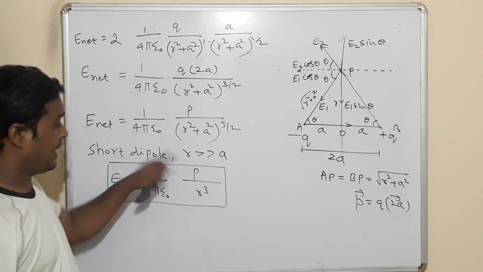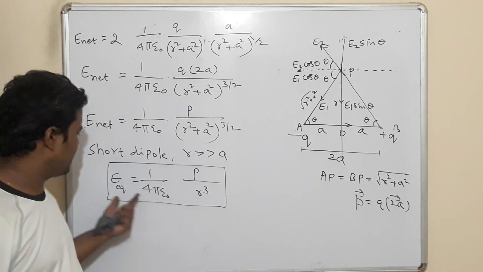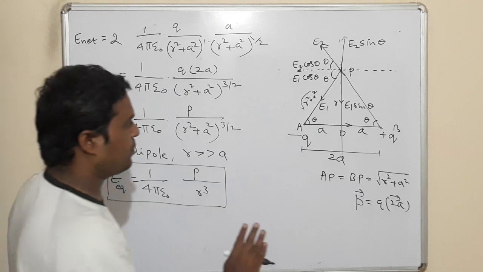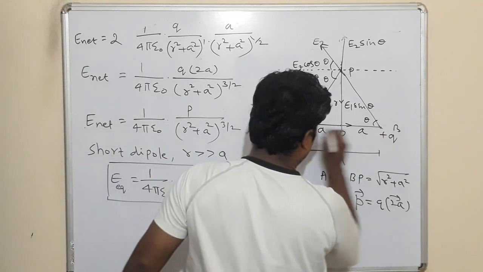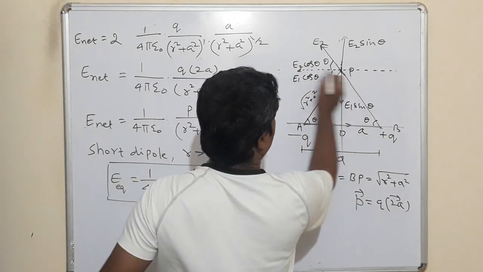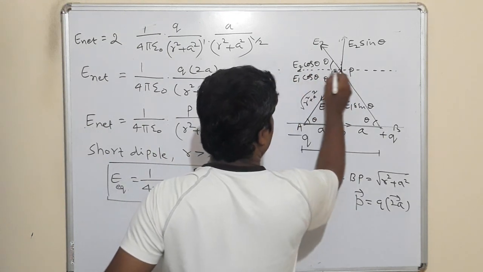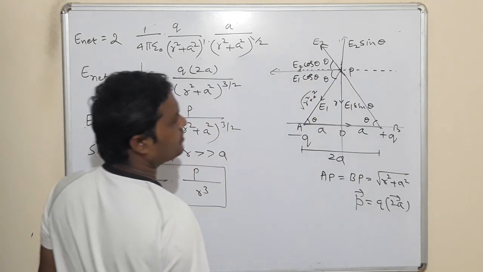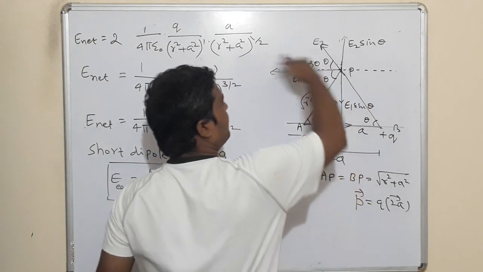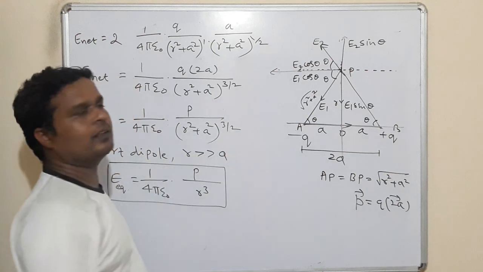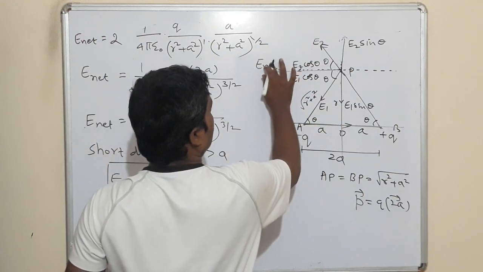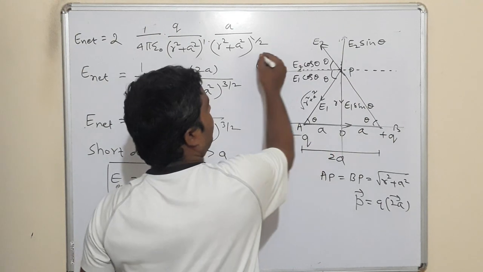The electric field on the axial line was 2P by r cube. This is P by r cube. Then what is the direction of the field here? Very carefully observe it. This is the dipole moment. And the net field, E1 cos theta plus E2 cos theta, will be in this direction. The dipole moment is in this direction. The net field is in this direction. This is E net, because both are in the same direction, we added them.